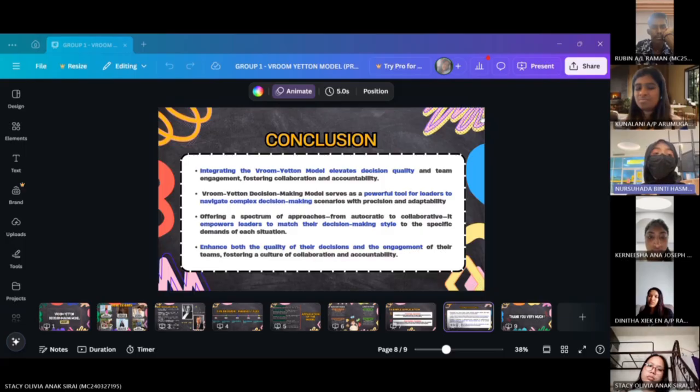This not only enhances the quality of the decision, but also fosters a culture of collaboration and accountability. And the last one is that it will enhance both the quality of the decision and the engagement of the team, fostering a culture of collaboration. By applying this model effectively, leaders can make more informed, balanced, and strategic decisions, ultimately driving both team and organizational success. So that's all for our presentation.